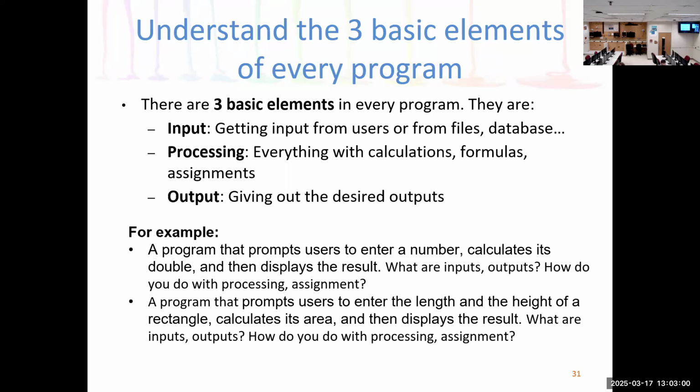So think about this one: a program that prompts the user to enter the length and the height of a rectangle. I see what the input is. The output here is area, and in order to figure out area, you need the length and the width, okay?